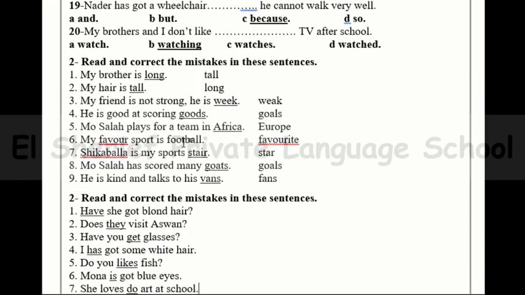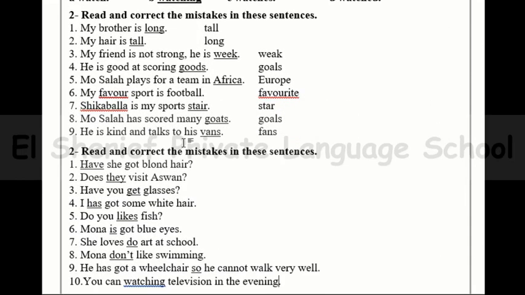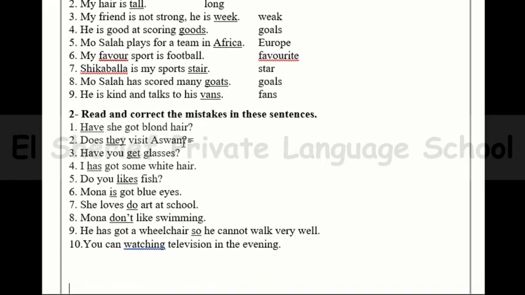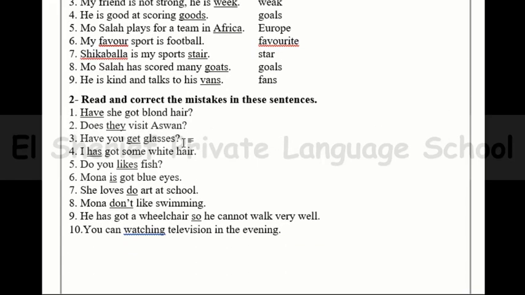Now, let's move on to the read and correct, but on the grammar. Read and correct the mistakes in these sentences. Number 1: Have she got blonde hair? So I am going to say yes. Has she got blonde hair?